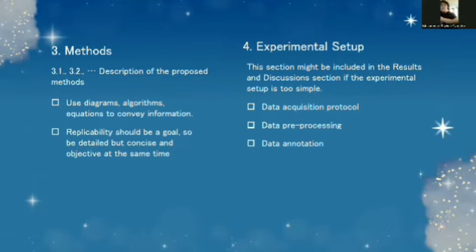It uses diagrams, algorithms, and equations to convey information, and replicability should be a goal. So be detailed but concise and objective at the same time. The fourth is experimental setup. This section might be included in the results and discussion section if the experimental setup is too simple. It has data acquisition protocol, data pre-processing, and data annotation.